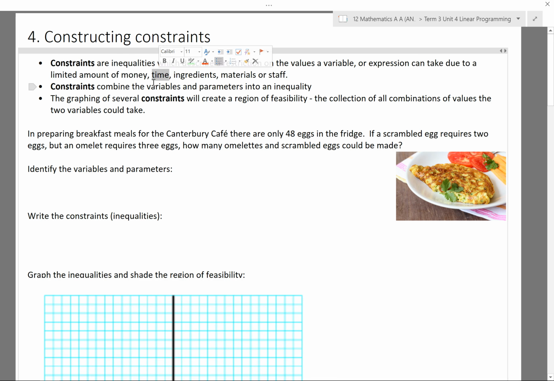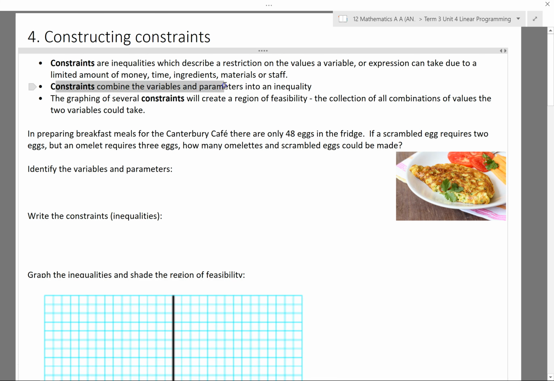attend the pool because there was a limited amount of money. We might be looking at how many of two different products we can make. We'll have limited time to make these products. Similarly with ingredients, be it different types of concrete or different types of flour, even in a cooking context, to be able to make two different products. Same thing with material, and same thing with the number of hours or staff that we have that people can work.